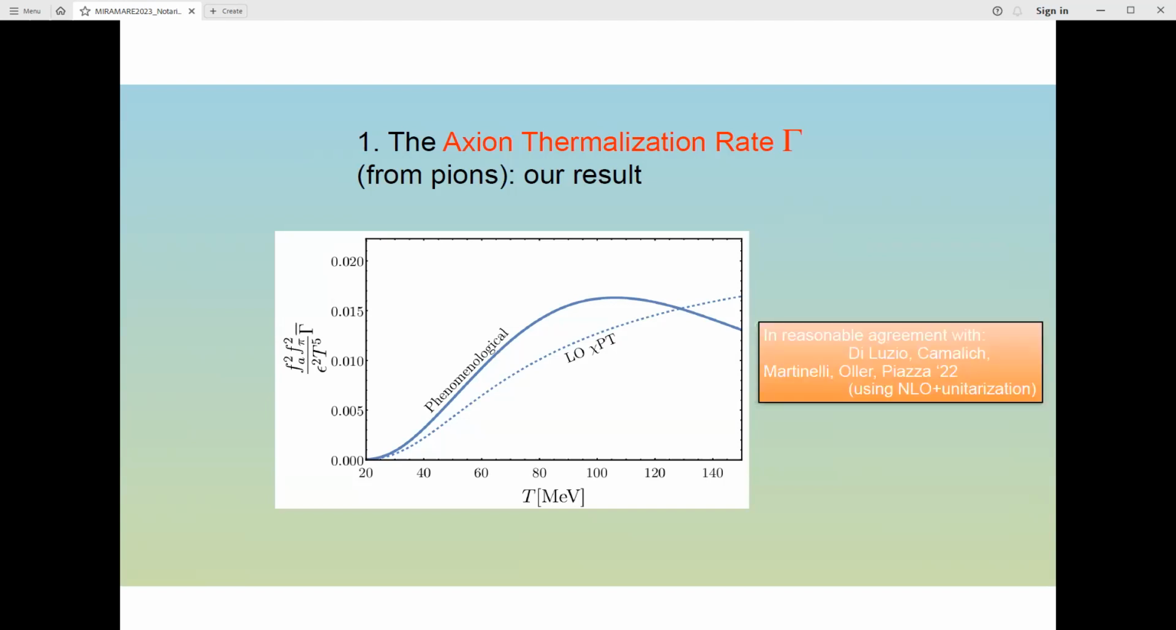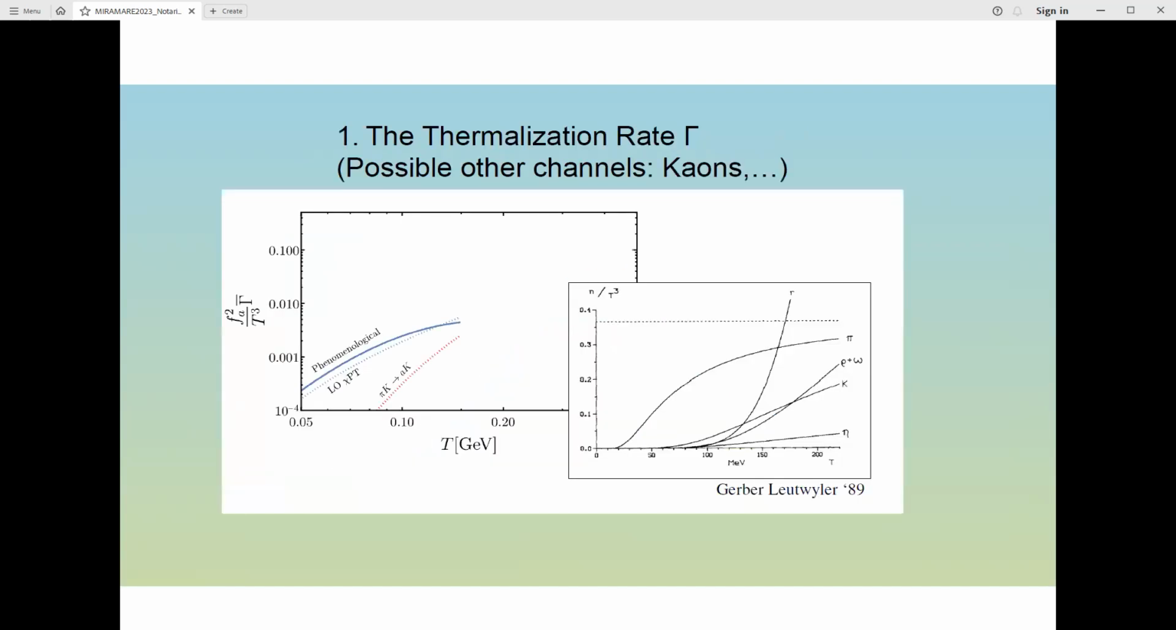So that's the first ingredient. It's also in agreement with this paper that came out later. This gives us a lower bound on gamma. Why did I say this is a lower bound? Because there could be other channels involving other particles like kaons, nucleons. They are supposed to be subdominant, but it's very hard to compute them because you get closer and closer to the QCD phase transition when they become relevant.